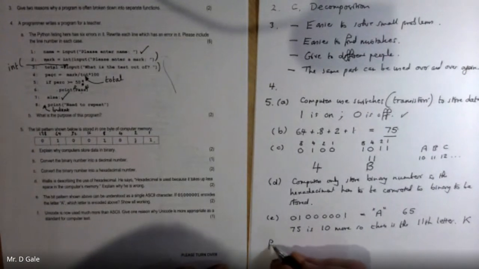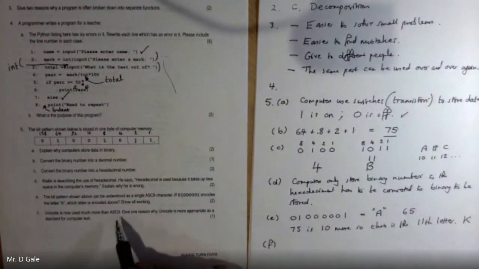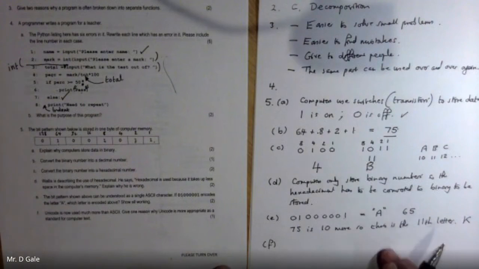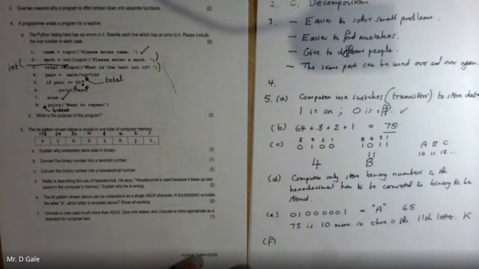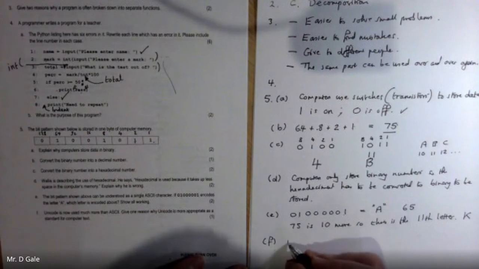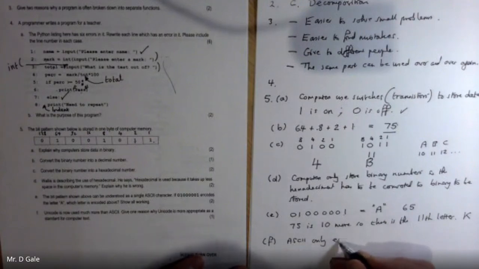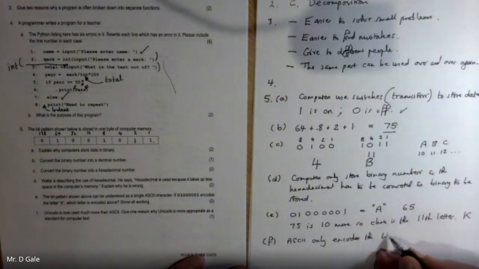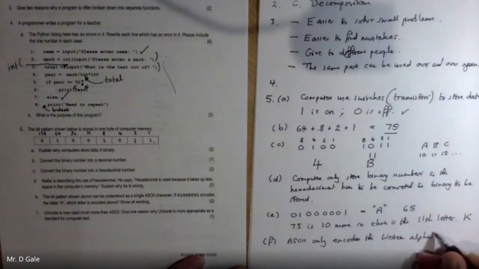Right, last question. Unicode is now used much more than ASCII. Give one reason why Unicode is more appropriate as a standard for computer text. And this is where you need to talk about the fact that ASCII only encodes the Western alphabet. If you were to write that, you wouldn't be far wrong.